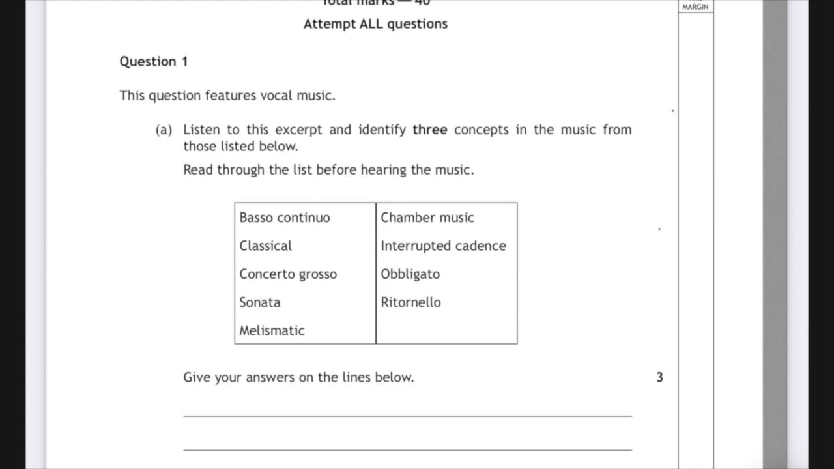So looking at question 1, the question is telling us we're focusing on vocal music. It asks us to find 3 concepts in the excerpt it plays us from the list below. The first thing that I'm going to do while I'm waiting for the music to start is read through that list of concepts and A, work out what they mean, and B, work out are there any it's most likely or least likely to be. What I'd like you to do is go through and, for example, next to each one, give me a small definition. Interrupted cadence could be ends minor.